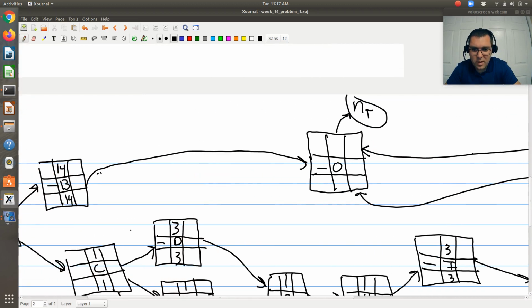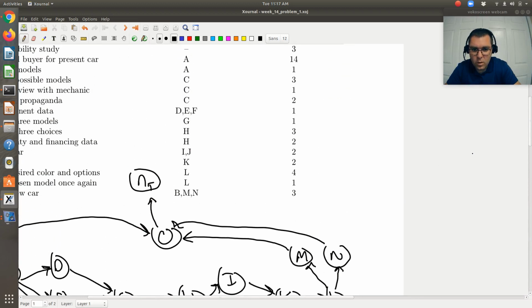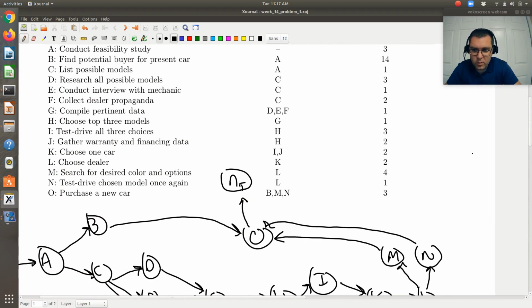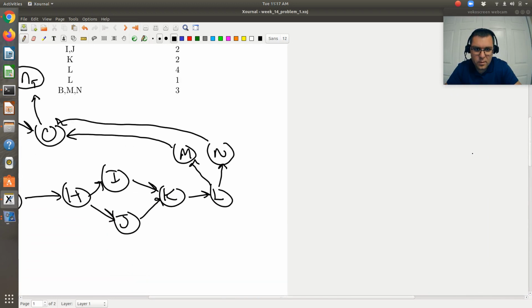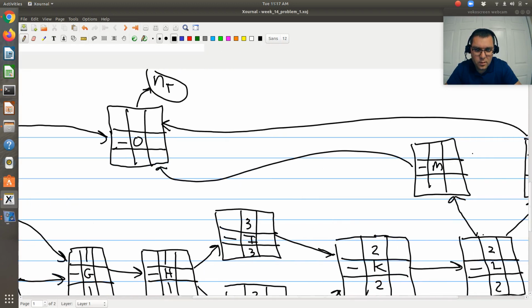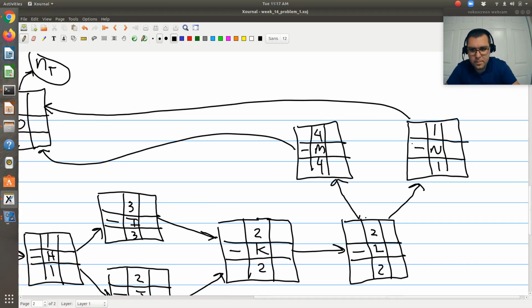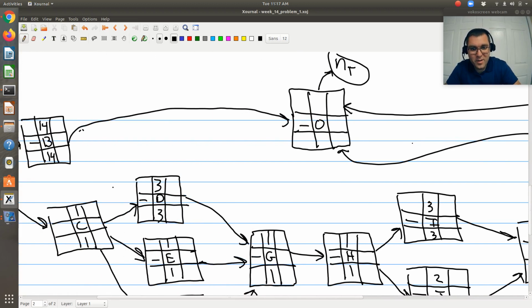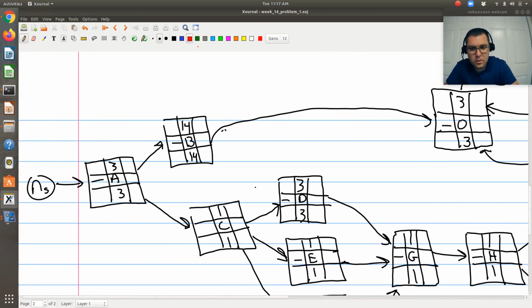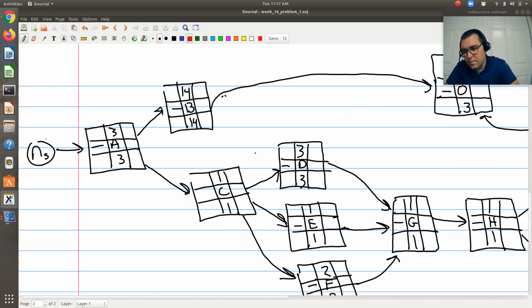And we just have MNO. MNO is 4, 1, 3. All right. Now, let's go through our forward pass. So I'm going to start at time equals 0.